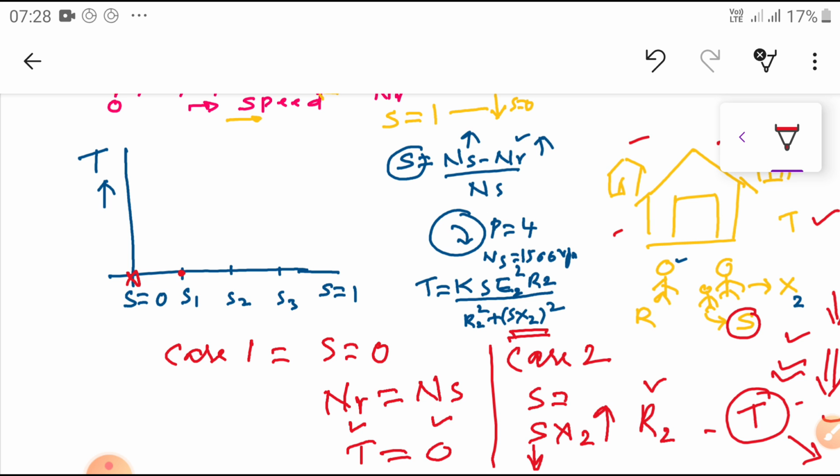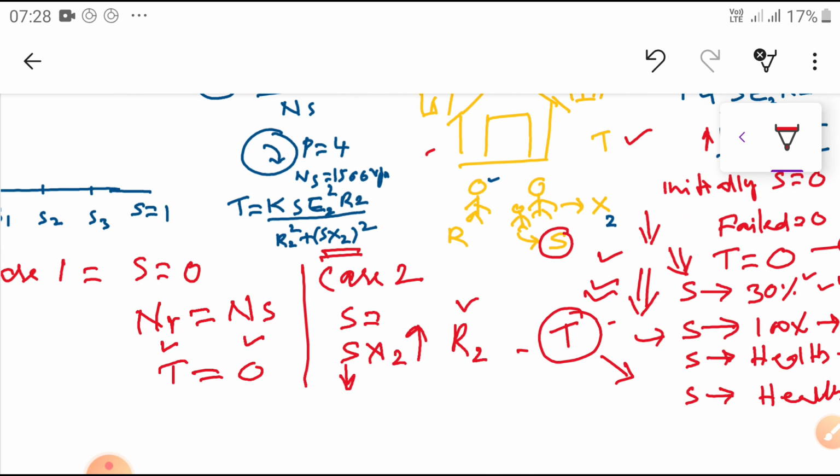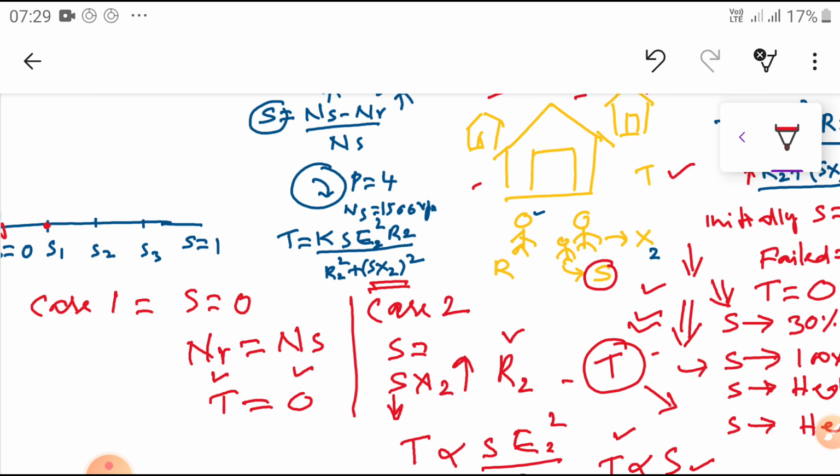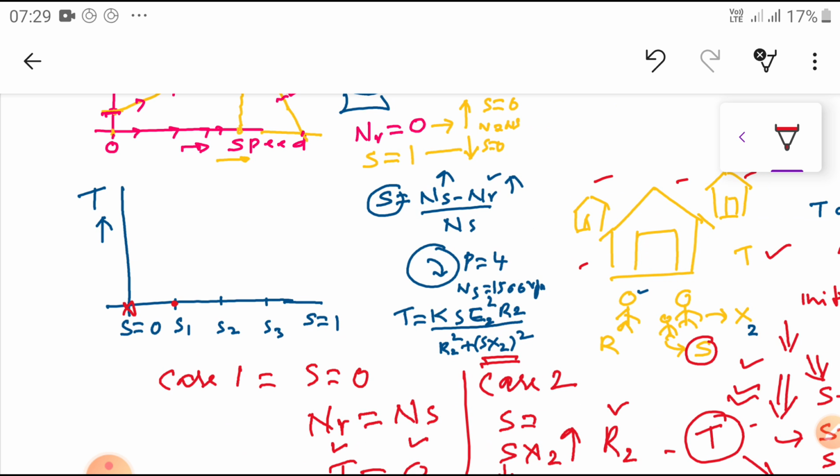Okay, then what value are we going to get? We get T. T is directly proportional to S into E2 whole square by R2 only. That means T is directly proportional to S. Okay, that means as slip increases, torque also increases. Simply draw it. So here the slip increased from 0 to S1, and the torque increased. That is case 2.